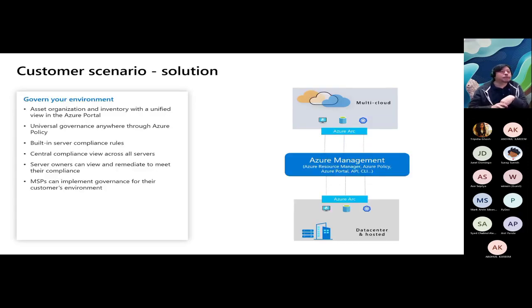Based on these requirements, the Azure Arc can help with asset organization and inventory with a unified view in the Azure portal. So the main benefit here is that from a single place, you can check all your environments, no matter where they are deployed. They will achieve universal governance anywhere through Azure Policy, because you can apply the same Azure Policy that you're using inside of your subscription to all your resources, no matter where they are.